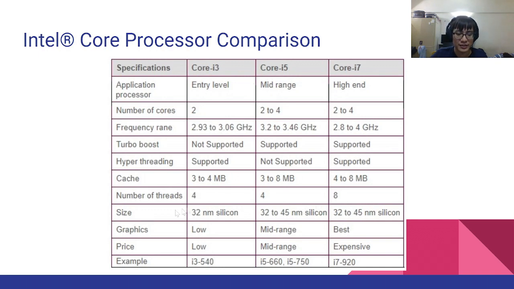In terms of size, the data shown here is the older version. In the latest version of every family, which is i3, i5, and i7, the smallest size can reach 14nm silicon. The graphics of the i3 is low, and the price is very low. The i7 family is a high-end processor, so the graphics must be the best and also expensive.